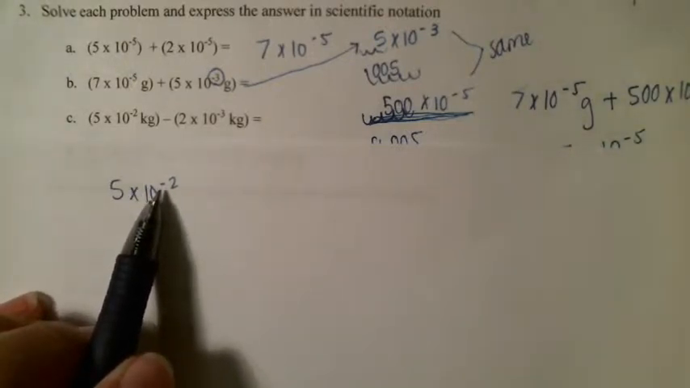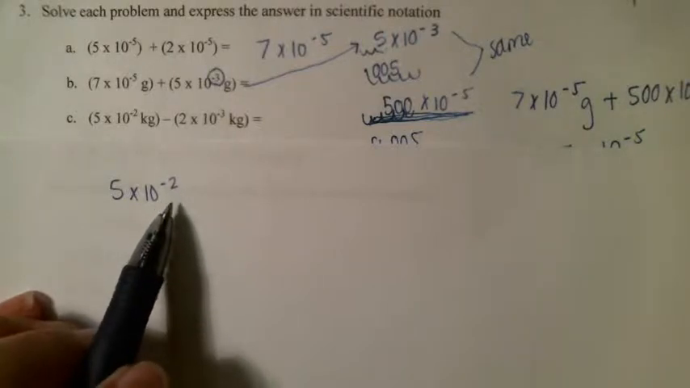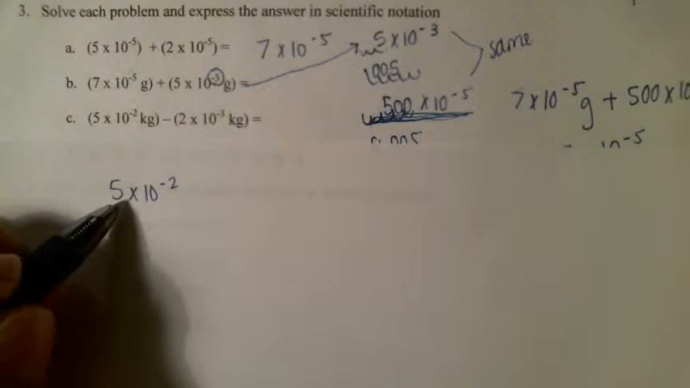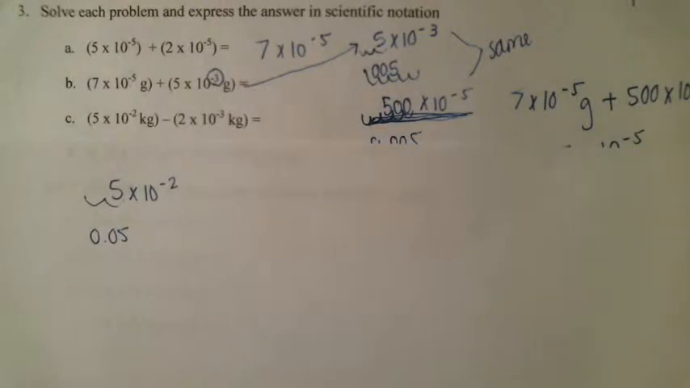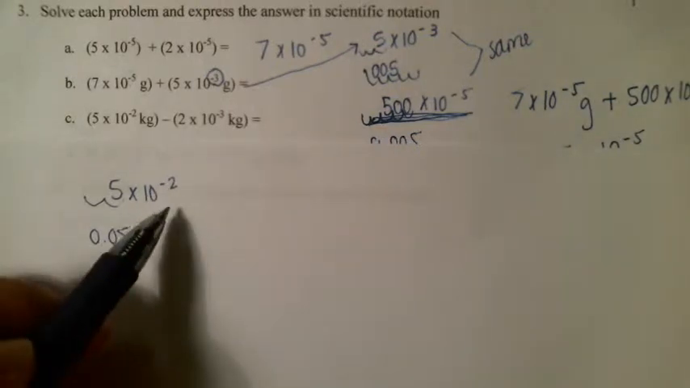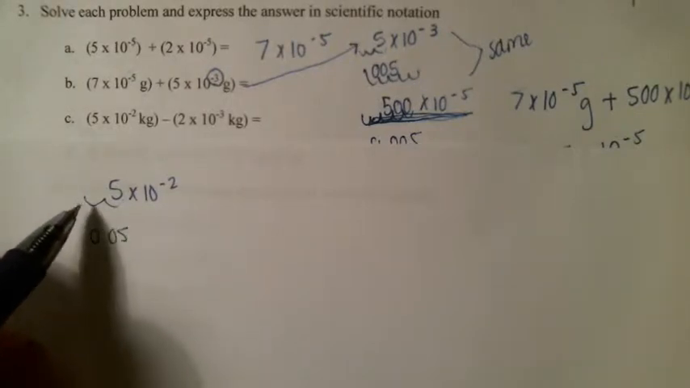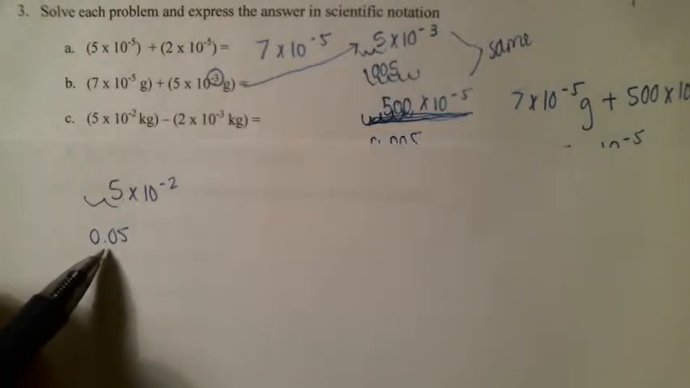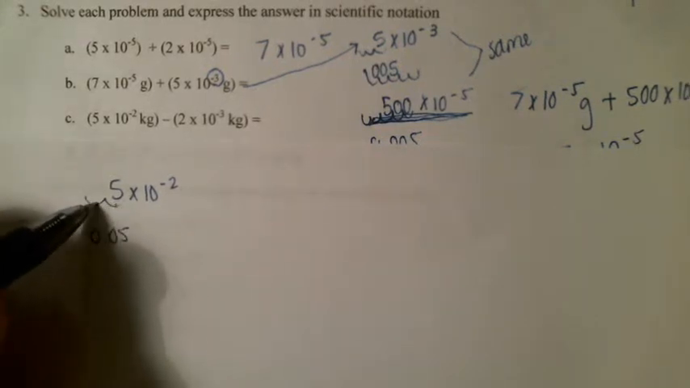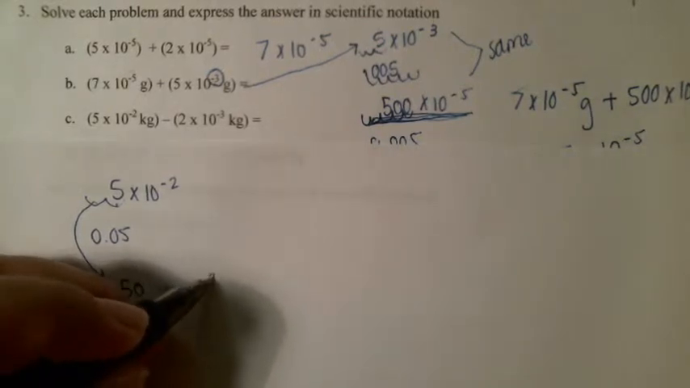Now, this negative 2 means that your original number, the number written in regular notation, was less than 1. So if you hop the comma to the left, you'll get a number that was less than 1. 0.05 was your original number. Now, if we want this exponent to be negative 3, we're going to have to hop the comma 3 times. In order to hop the comma 3 times and still end up with 0.05, this 5 needs to be written as 50 times 10 to the negative third.